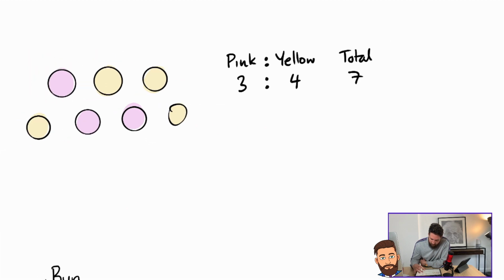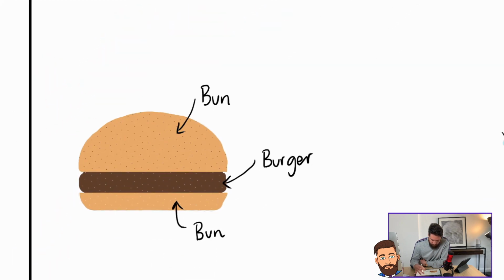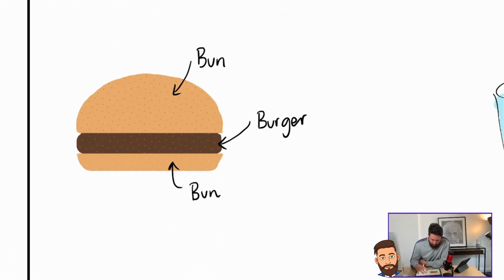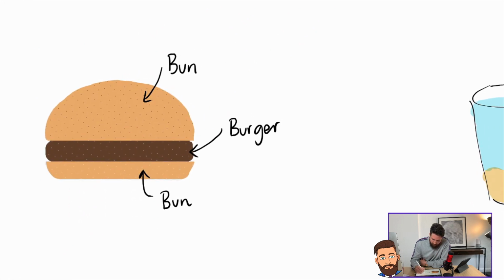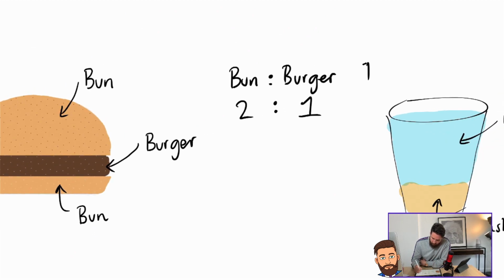Okay, and this can work for any situation. You could look at this burger here. If I wanted to write the ratio of the bun to the burger, I could say that the bun to the burger would be, well, there are 2 parts buns to 1 part burger. Okay, and that would have a total of 3.